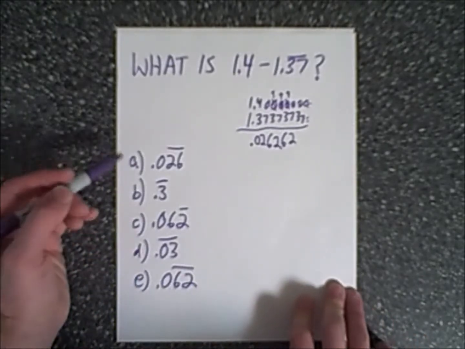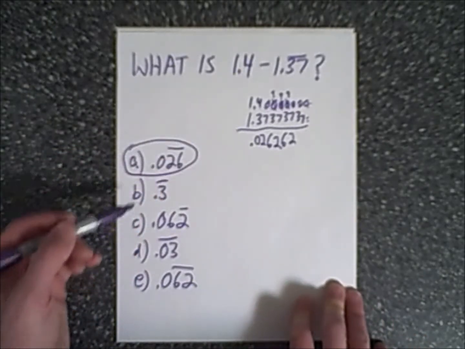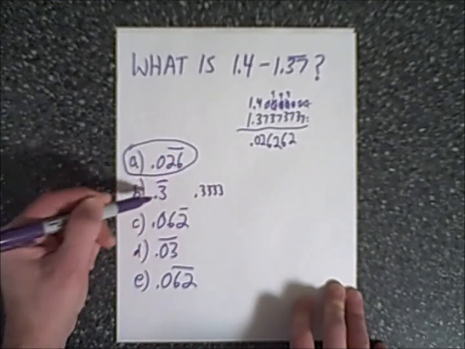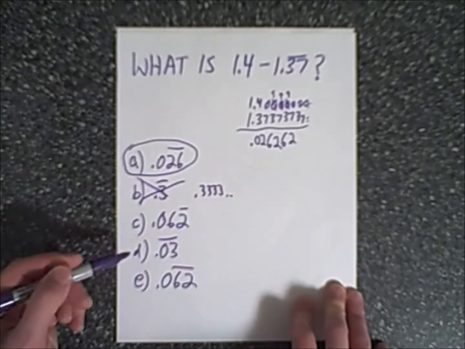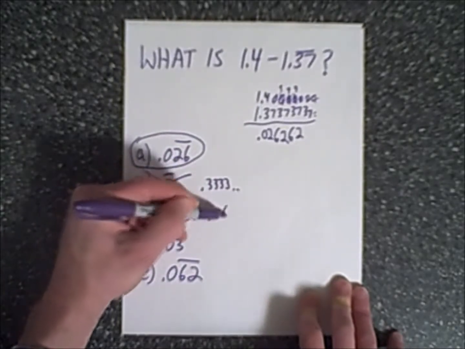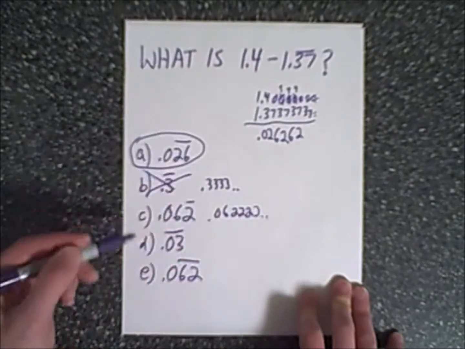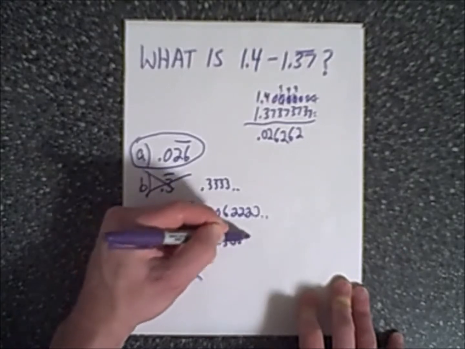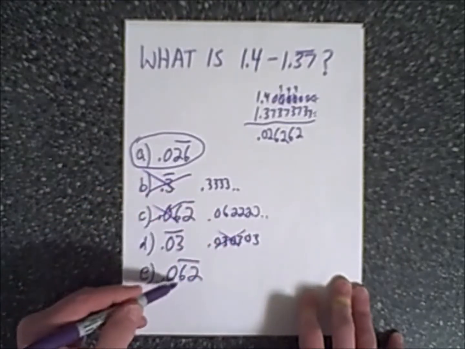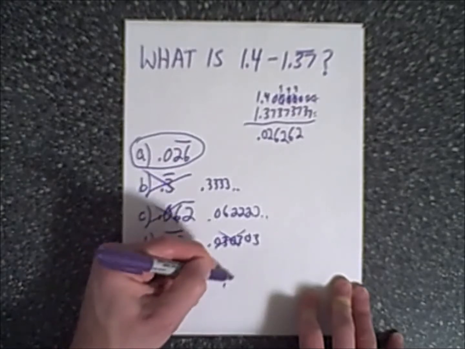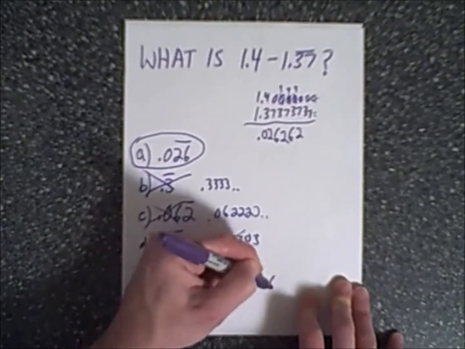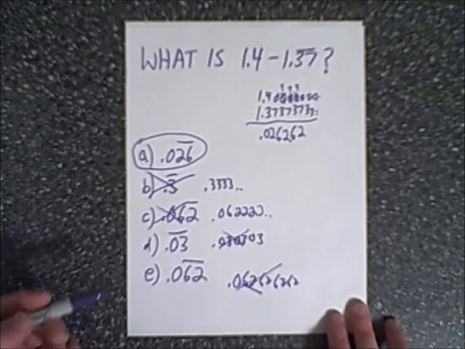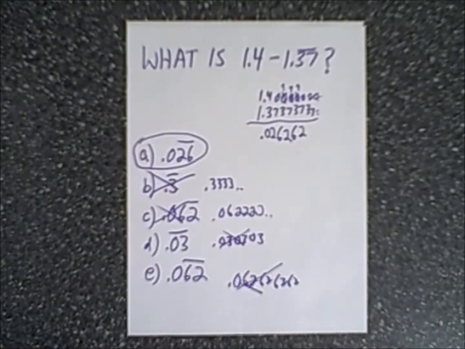So let's take a look at our answers. The answer actually is A. We could have discounted the other ones. For example, this is 0.3333, repeating. That's not right. This is 0.062222, repeating. That's not correct. This is 0.30303, not correct. And this one's close, just the numbers are reversed. This is 0.062626262, and that is incorrect. Again, our answer is A, 0.026, repeating.